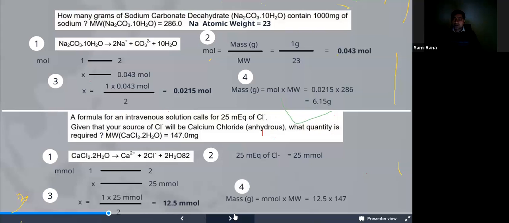And then the fourth step, same. Now we need to convert it back from moles, millimoles, into mass. So the fourth step is the same formula. We apply it, and here is the answer, 1837.5 mg. If the required answer is in grams, we can convert it easily.